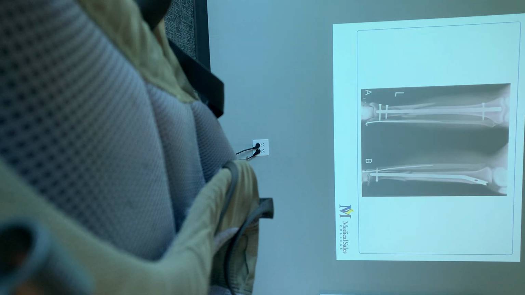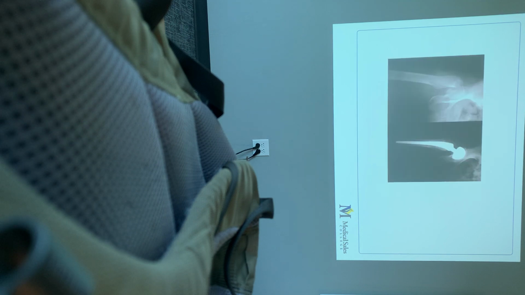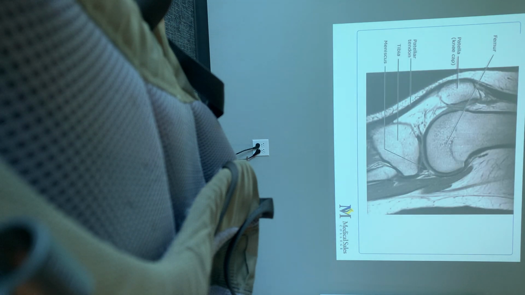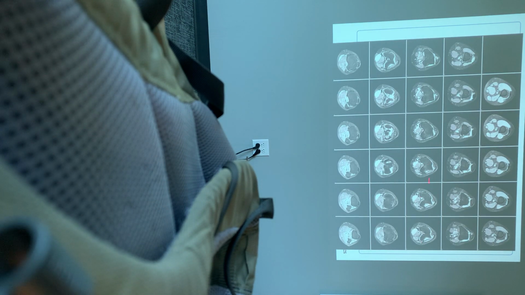Distal radius fracture, and your IM nail, hip screws, bipolar. Okay, sagittal view of an MRI, right? The side view. Coronal view, coming in from the front. And then finally, an axial view, coming down from the top.